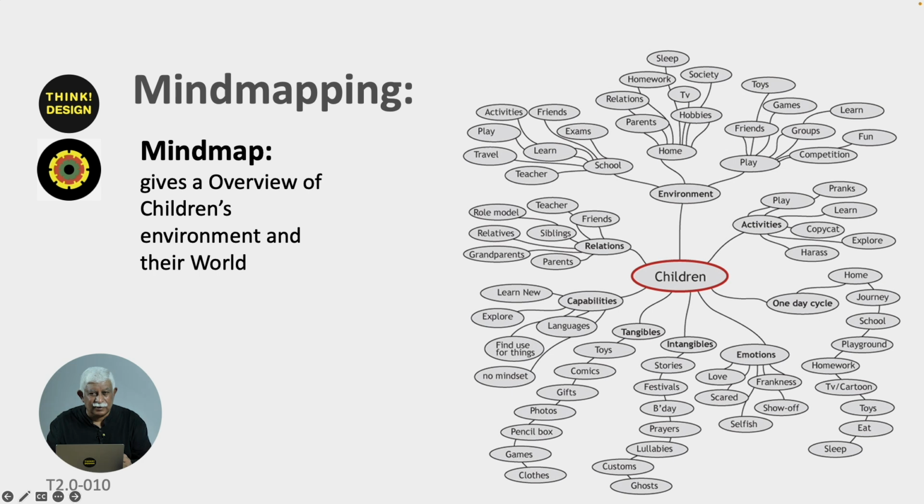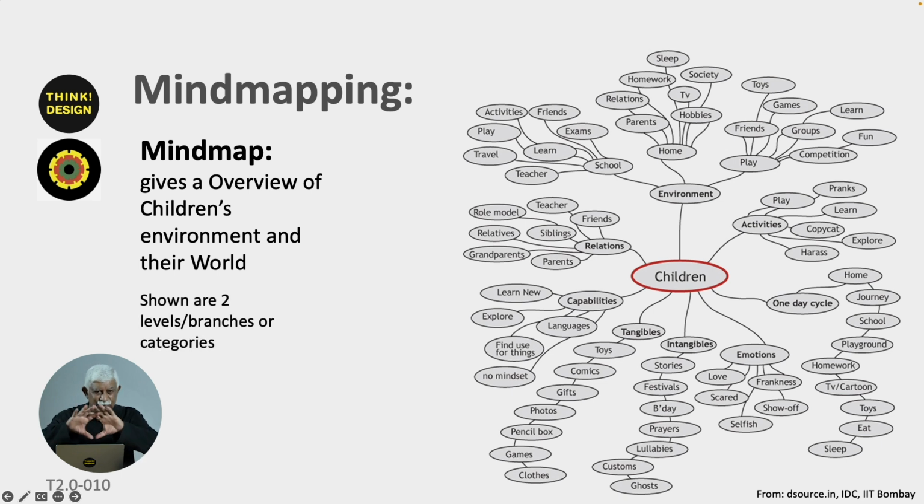Another one, I'm giving more and more mind maps, so it becomes very clear to you how you can make use of it. This actually shows the children's environment, okay, and the world. Very useful if you're designing something for children. Okay, and it shows 2 levels. Itself is quite a lot.